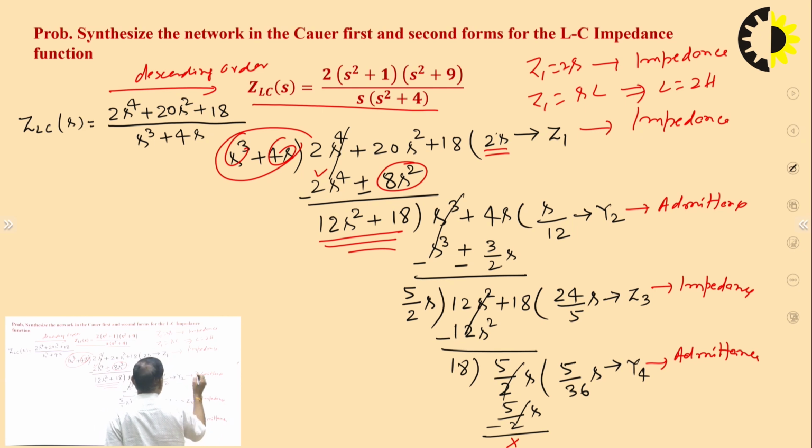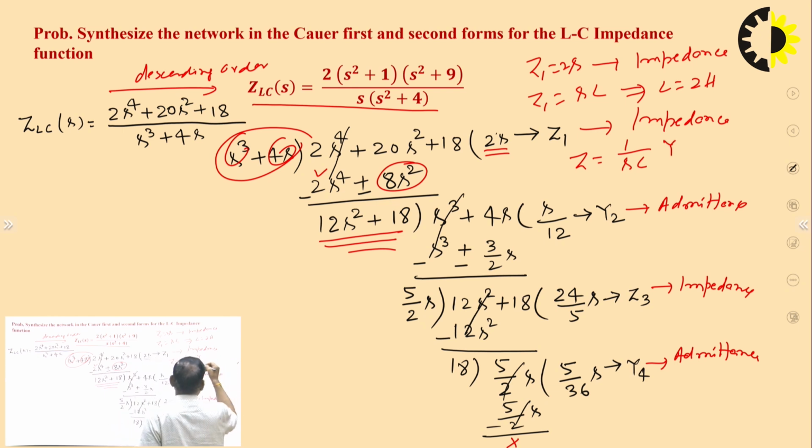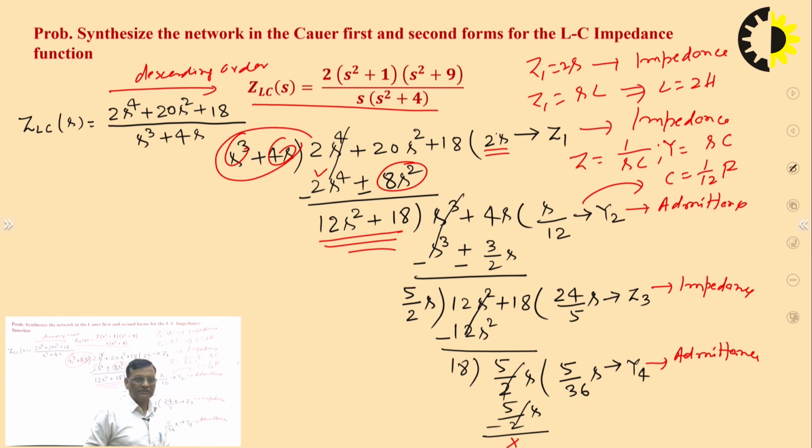Here this is the admittance. So admittance Y is equal to sC, whereas impedance Z is equal to 1 by sC. For the admittance we compare, and C is equal to 1 by 12 farad. Capacitive admittance is sC, or capacitive impedance is 1 by sC. So this is the admittance.